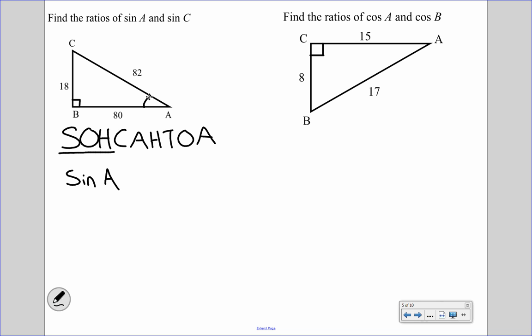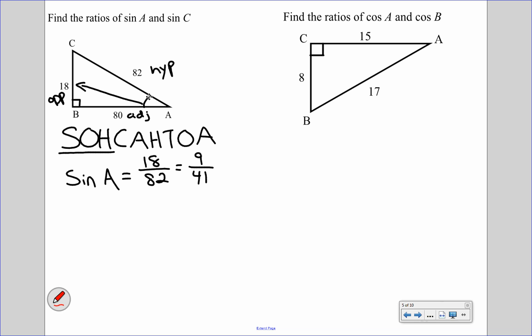So let's start from angle A. We know that opposite is across from it. So this is our opposite side. Next to it is our adjacent side. And our hypotenuse is always across from the right angle. Sine, remember, is the SO of our Sohcahtoa. So sine equals our opposite over our hypotenuse. Our opposite is 18, and our hypotenuse is 82. We can reduce this to 9 over 41 by dividing by 2.